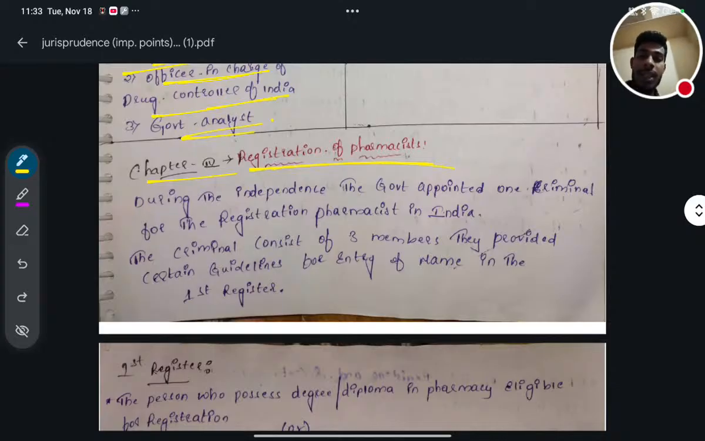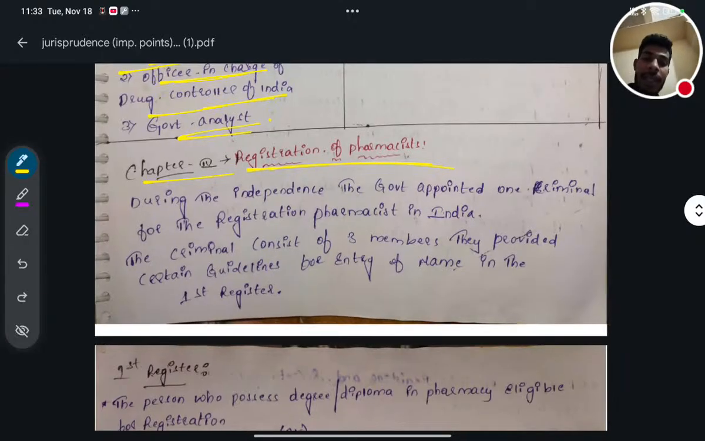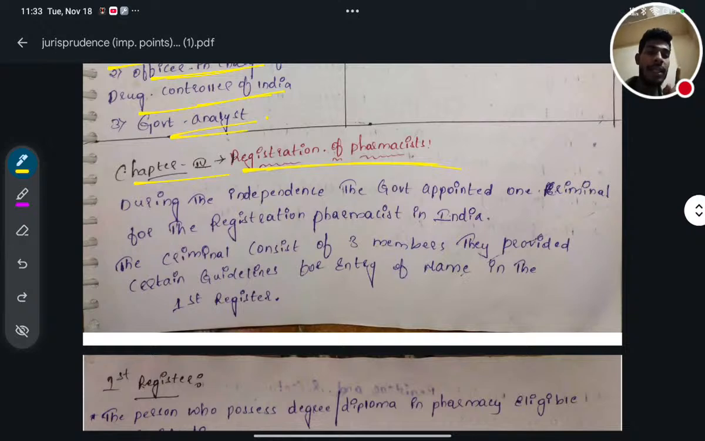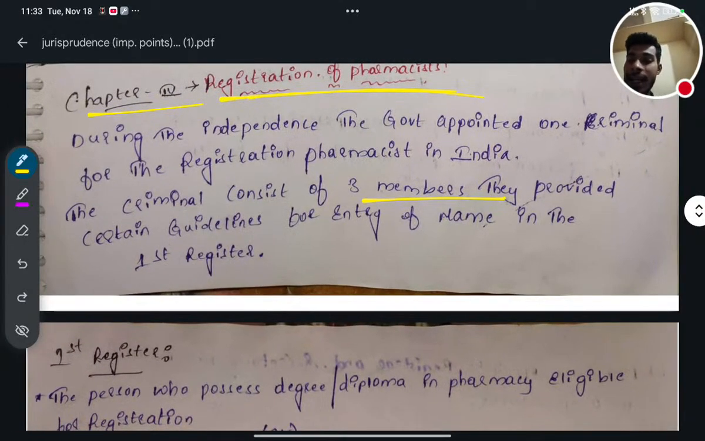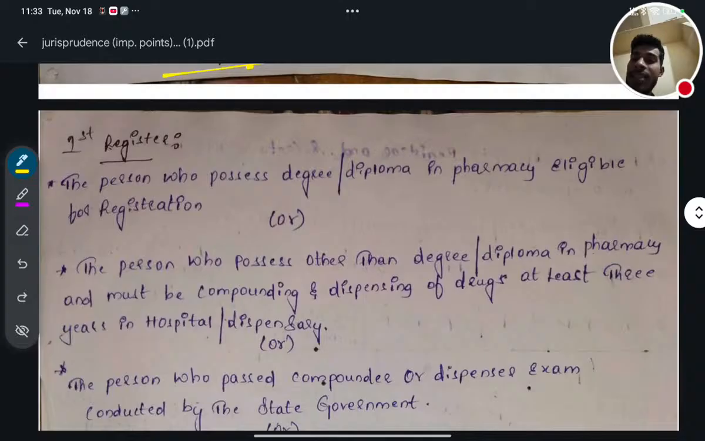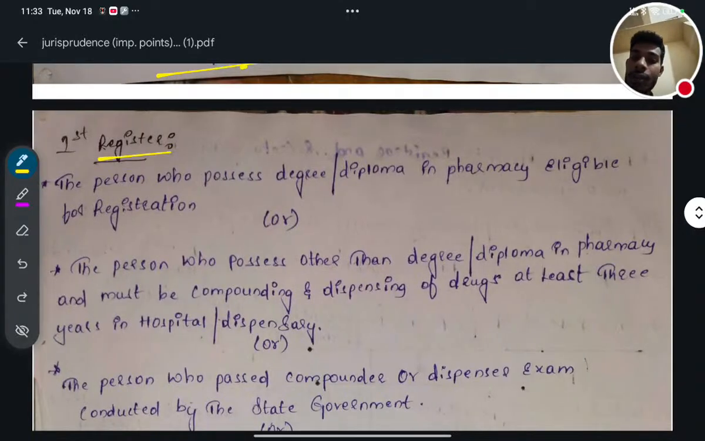So registration of pharmacist: during the independence, the government appointed one committee for the registration of pharmacist in India. The committee consists of 3 members. They provided certain guidelines for entry of name in the first register. So what is the first register? The person who possesses a degree or diploma in pharmacy is eligible for registration.